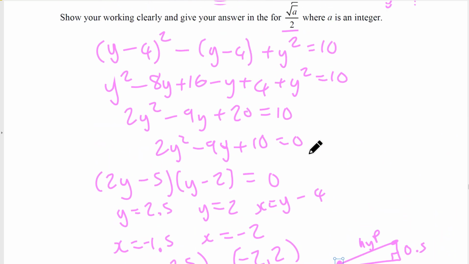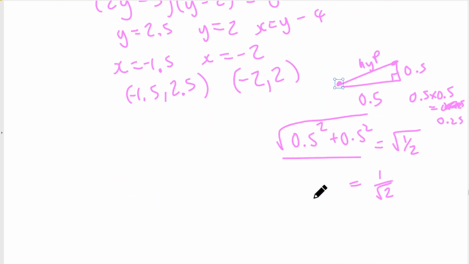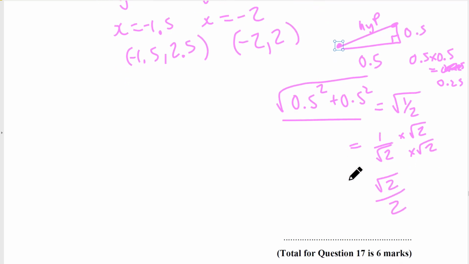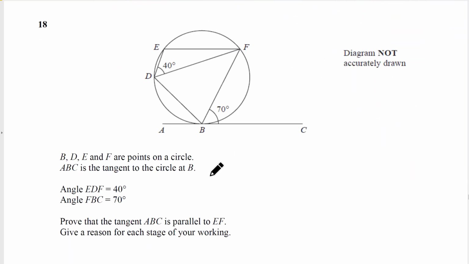Now, it's asked us for that form. Well, we know how to rationalise surds, right? So we multiply top and bottom by root 2. We're going to get root 2 over 2, which is the answer. Oh, big 6 marks, but you can get some method marks there, certainly.